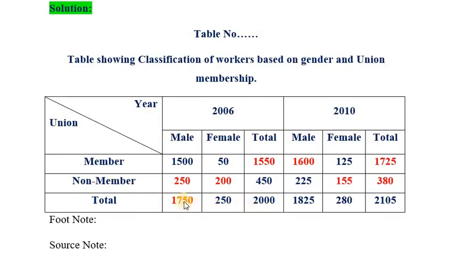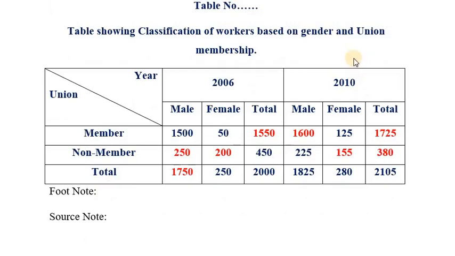Now let us proceed to find out the missing information needed to fill up the table. 2000 minus 1750, we get 250 here, and 250 minus 200, we get 50 here. 1550 minus 50, we get 1500 here. So the information required to fill these columns and rows for the year 2006 we have found out.